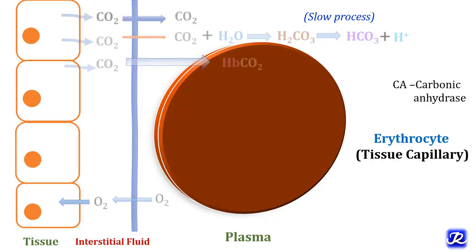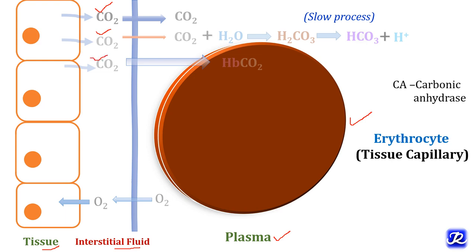Now let's see how the transport of carbon dioxide from peripheral tissues to lung occurs in the body. This is a peripheral tissue. This is interstitial fluid. This is red blood cell present in the tissue capillary, and this is plasma surrounding the red blood cells. 5 to 7% of carbon dioxide which is formed in peripheral cells during metabolism is directly dissolved in plasma. A very small amount of carbon dioxide combines with water to form carbonic acid, and it is dissociated to form bicarbonate and hydrogen ions, but it is a very slow process.